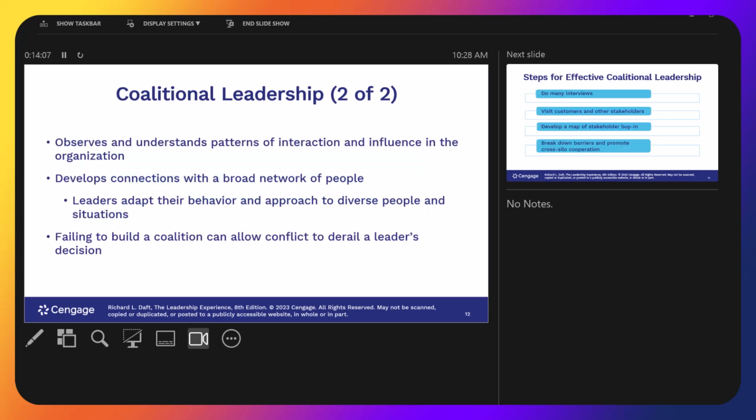The leader observes and understands patterns of interaction and influence in the organization and develops connections with a broad network of people. The leader adapts their behavior and approach to the diverse people and situations. Failing to build a coalition can allow conflict to derail a leader's vision. So not only do they know how to bring people together, they know how to work to people's strengths and weaknesses and to work with all the different types of people they have.